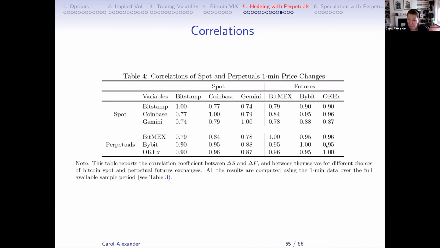Across the perpetuals, there's much higher correlation than there is on the spot. That's to do with the frequency of trading volumes, because, as I showed you in the graphs on Tuesday, derivatives trading has really overtaken spot trading, and most of that derivatives trading is on these perpetuals. So it's not surprising that we get much higher correlation there than we do in this sector of the matrix between the spot exchanges.